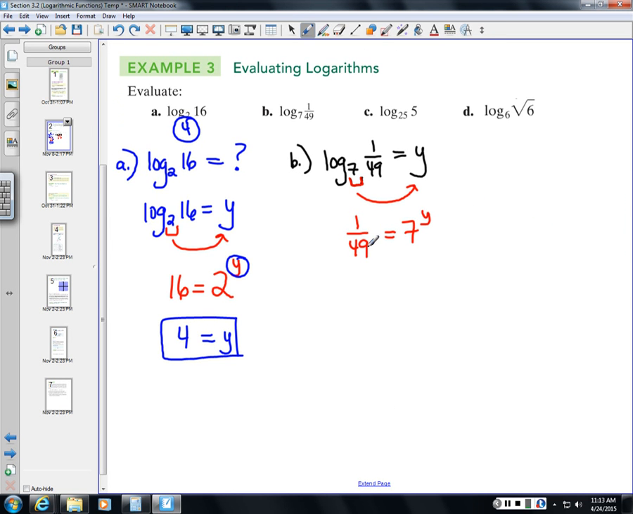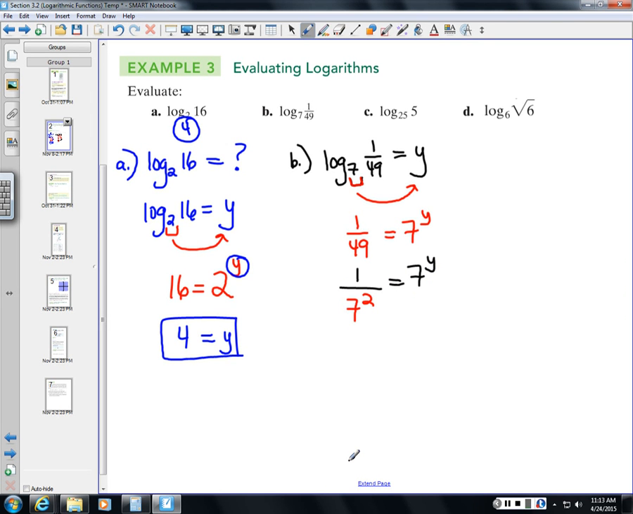Now, one of the goals that we have here is to write the left side and the right side with the exact same base. So what I mean by that is, over here we have a base of 7. Can we take 1 over 49 and write it with the same base? And we can, because 49 is the same thing as 7 squared. So we have this equal to 1 over 7 squared, and on the other side, 7 to the y power.